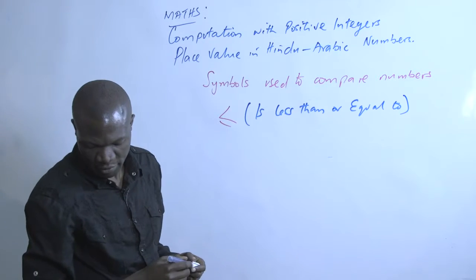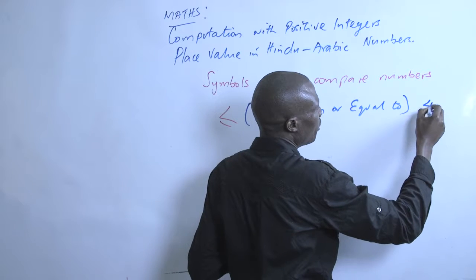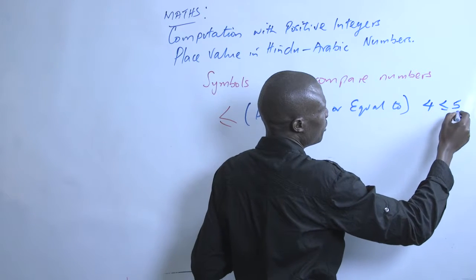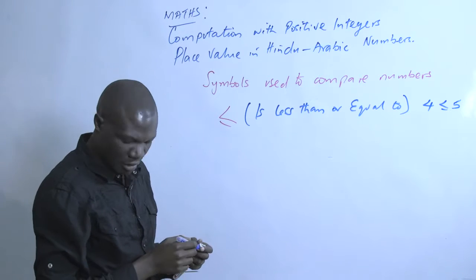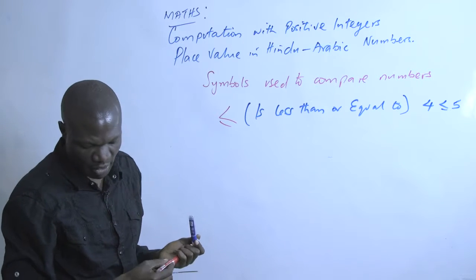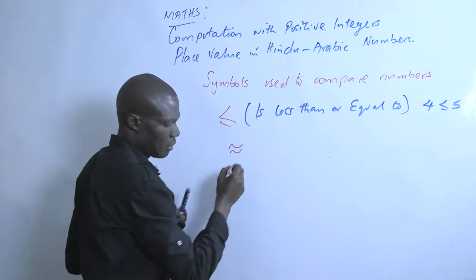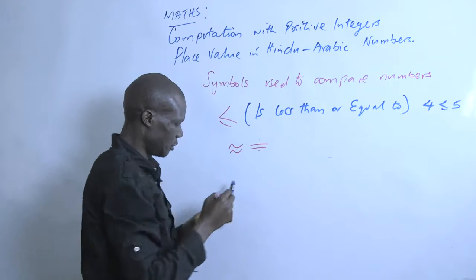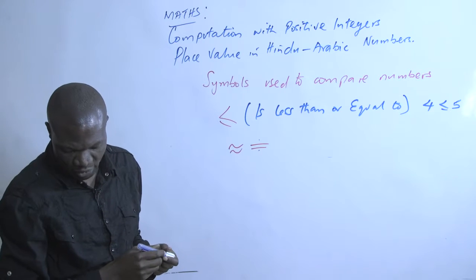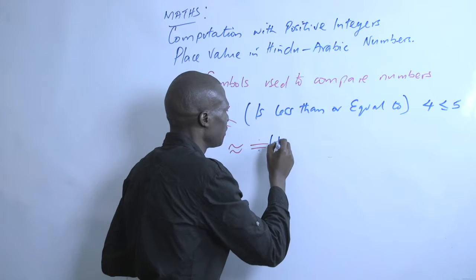Is less than or equal to. You can say that 4 is less than or equal to 5, but it's not greater than 5. Another sign that we have is this, or sometimes we use this. The sign that we have there means is approximately.